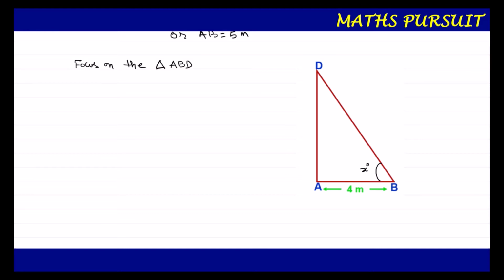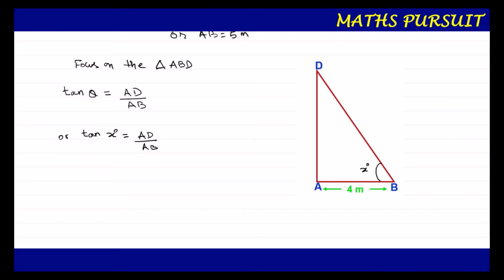Now let us apply the trigonometric identity of tan theta. By this time we could see that in most of the questions we are using only tan theta to find out the values. So here also we are going to write tan theta. Tan theta is equal to the side opposite to angle theta, that is AD, upon the adjacent side to angle theta, that is AB. Or I can write tan x degree, because here theta is x degree, that is what we have assumed.